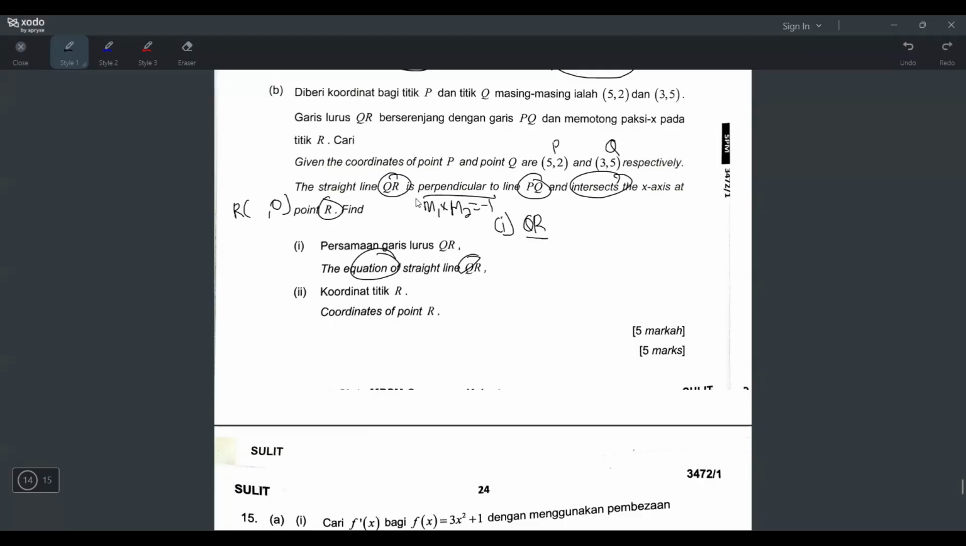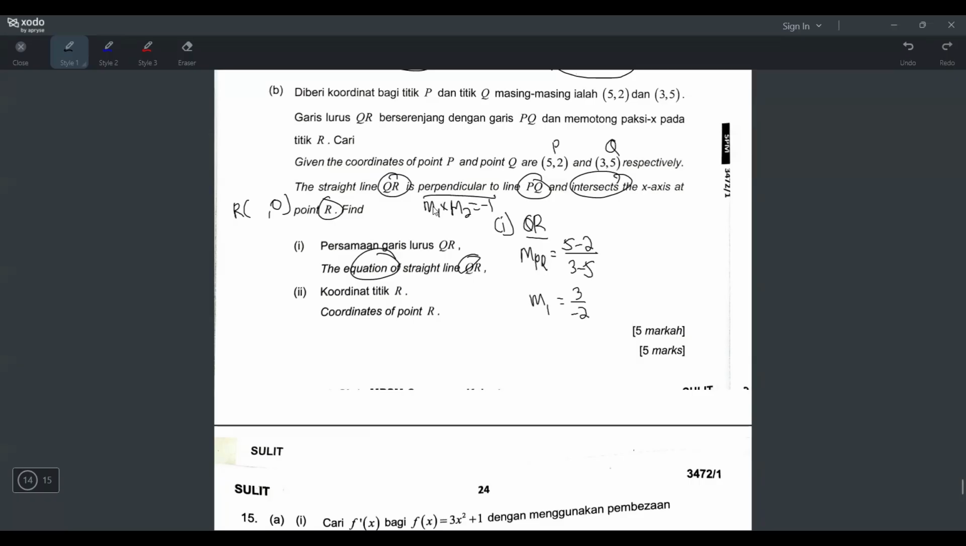First, you need to have the gradient. Do you have the gradient of QR? No, you don't. But it's okay. You can find the gradient of PQ first, because after you find the gradient of PQ, then you use this formula, M1 times M2 equals -1, right? What is the gradient of PQ? You have point P, point Q. So the formula is y minus y, 5 minus 2, over x minus x, 3 minus 5. You will end up with M1 equals 3 over -2.